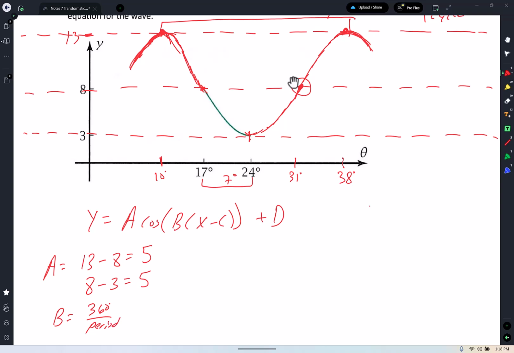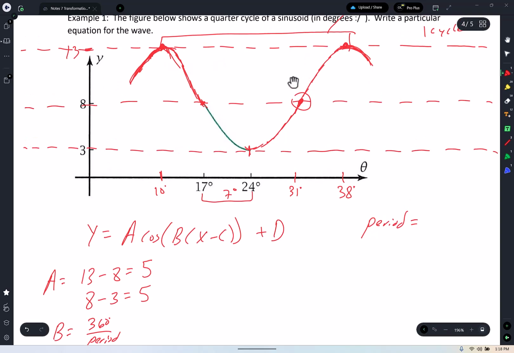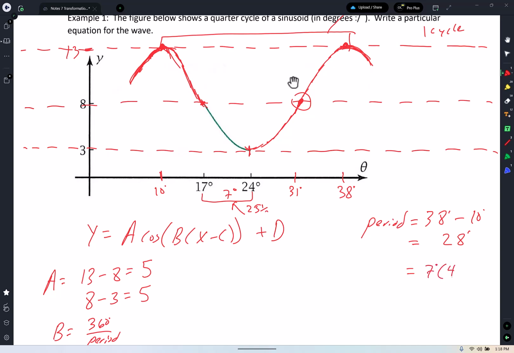I'm going to come over here to the side. It does not matter how you get the period. There's so many ways to do it. If I do peak to peak, it does not have to be peak to peak. It could be min to min as well. But I don't have another min, so I'm just going to do peak to peak. 38 minus 10 degrees, so that's 28 degrees. You could have also gotten it by saying, well, this is 25% of a cycle, 7 degrees, and then multiply it by 4 to complete the cycle, and you would have gotten 28 degrees as well.